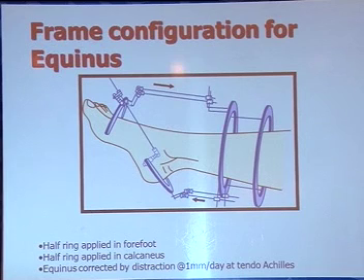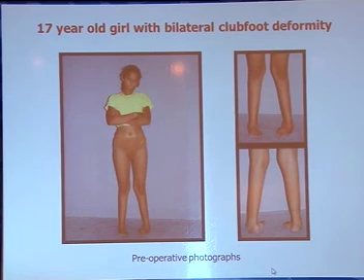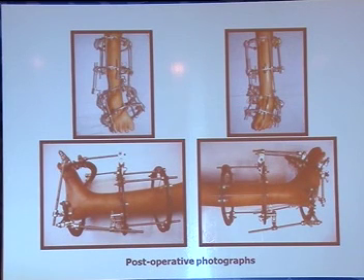So we remove the full ring, we put the two wires over here, and equinus is corrected like bone. Distraction at the rate of 1 millimeter at the tendo Achilles, or we can do the VY-plasty. A young girl, 17 years old, had 2 surgeries performed, and it failed. So in the same manner, we have applied the same principle over here.